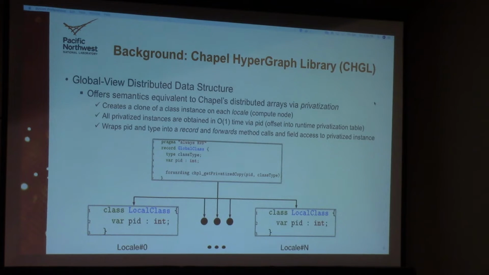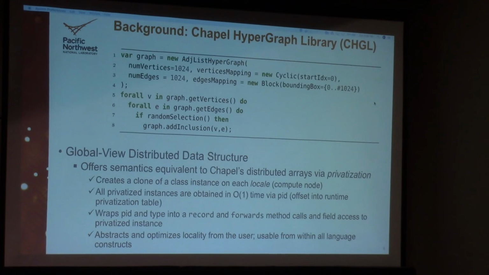And we also wrap this PID as well as a type into a record, and we make use of the Chapel forwarding mechanism. So it allows you to treat the record as the privatized instance itself. And so, as I mentioned, it offers high-level semantics, it abstracts locality for you. It's very, very high level.